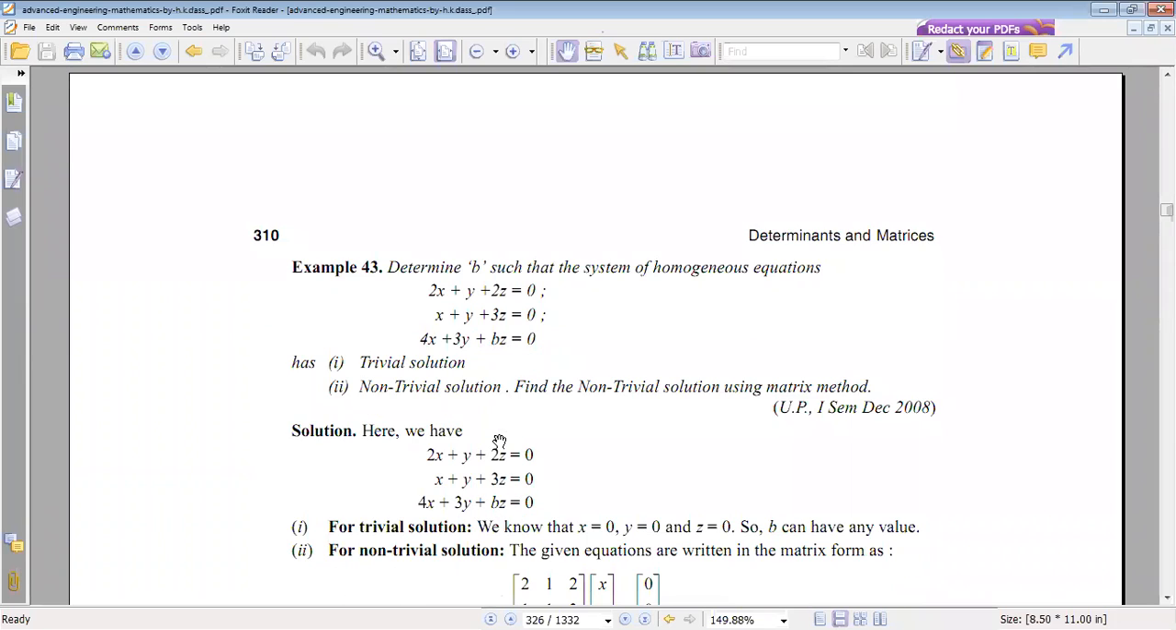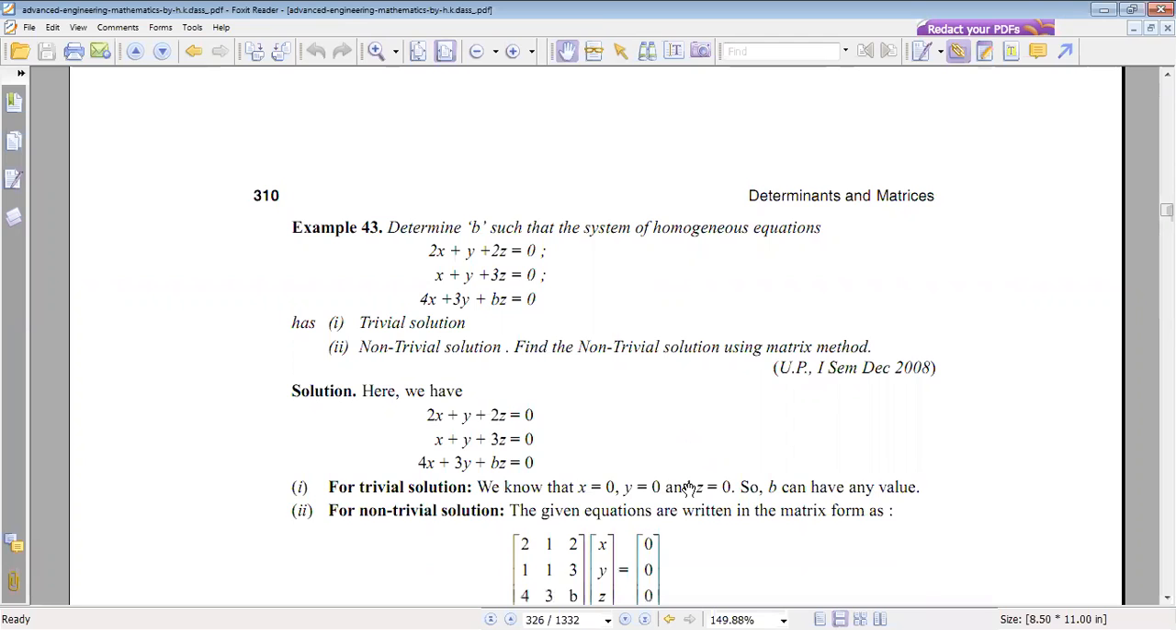For the trivial solution, we know that x equal to 0, y equal to 0, z equal to 0, so B can have any value. So B can have any value for the trivial solution x equal to 0, y equal to 0, and z equal to 0. Now for a non-trivial solution, that means if x, y, and z are not all equal to 0, let's see here.